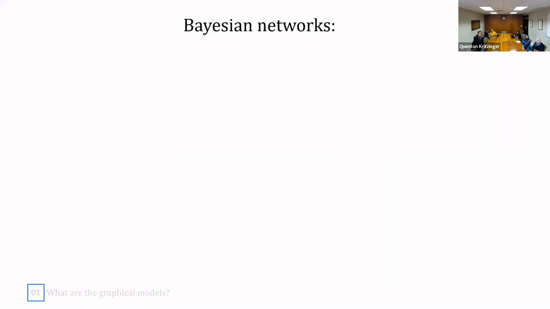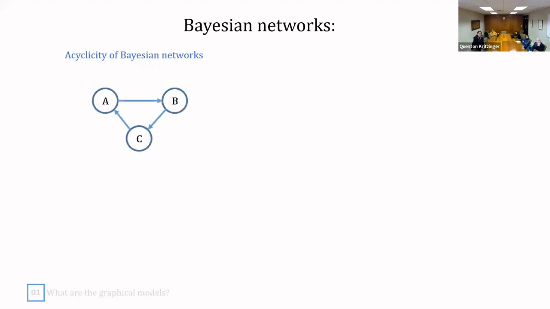What about Bayesian networks? We're going to talk a little bit more about Bayesian networks. There is a famous property for Bayesian networks: being acyclic. We're going to talk about it. It means that there is no structure similar to this in a Bayesian network. It doesn't make sense, and we're going to show you that it's not possible to have something like this.